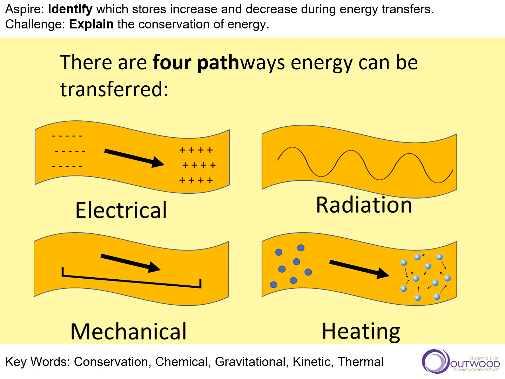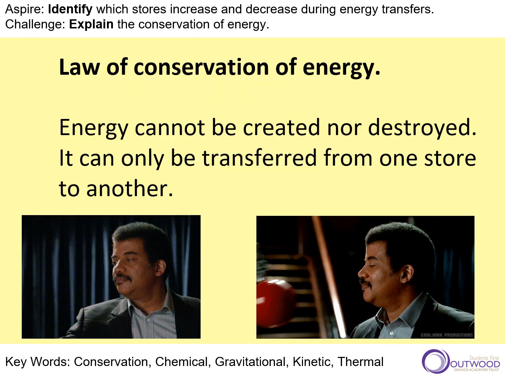So what you've got is energy stores. Those stores will increase and decrease. They only increase and decrease because energy is being transferred via four different pathway routes, you could say. So from A to B, it needs to go via these roads, so to say: electrical, radiation, mechanical, and heating.